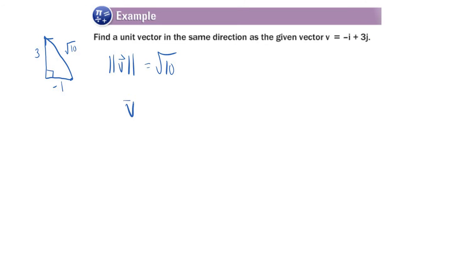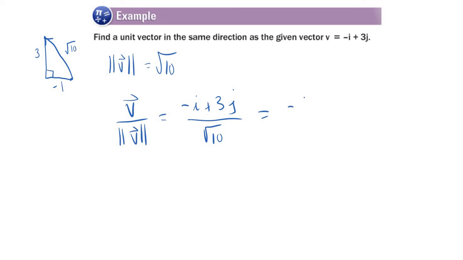So if you do vector v divided by the magnitude of vector v, you're going to get a unit vector that still has the same direction. So let's just plug this in. And so we've got negative i plus 3j, and we're dividing that by the square root of 10. Well, can you see how that applies to what we've been doing? It's the same as multiplying this vector by 1 over the square root of 10.